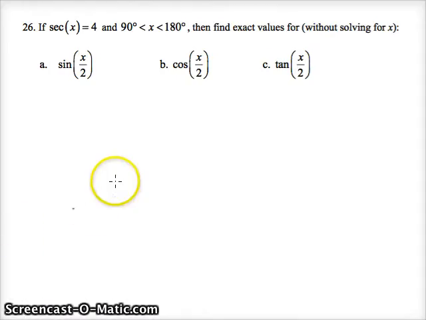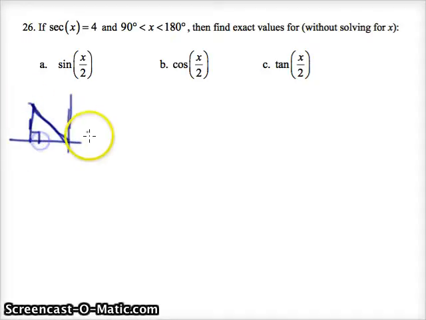Okay, this is a bit of a tricky problem. If secant is equal to 4 and we're in quadrant what? 2, so I'm just going to draw a little picture here. Quadrant 2, here's an angle right here. Remember this is really my x, right? So the secant is 4, so the cosine will be 1 over 4. Adjacent over hypotenuse. 16 minus 1 is 15, that's radical 15.